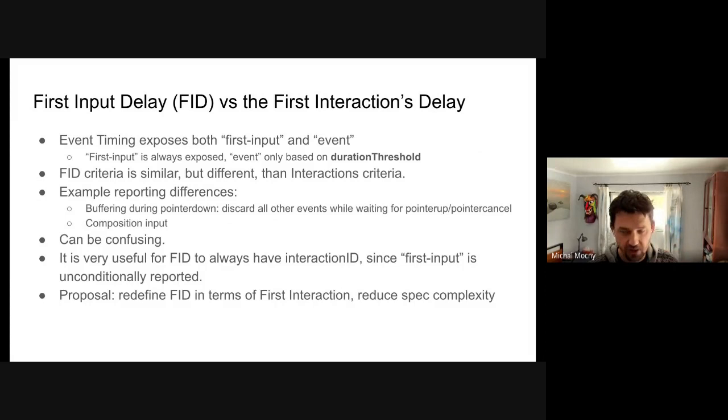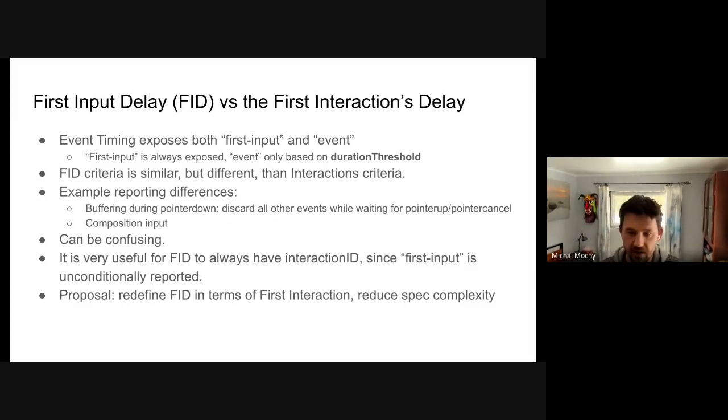And maybe we should talk about Dan's question on hydration and measurement afterwards. Another topic is first input delay versus interactions. So event timing exposes both first input and events. The major difference is that first input is always exposed regardless of the time it takes, so regardless of duration. So duration threshold is never applied there, which is really good. It's really good to be informed of the first interaction, especially. And even though we don't like input delay of the first input, measuring the first input is very valuable.